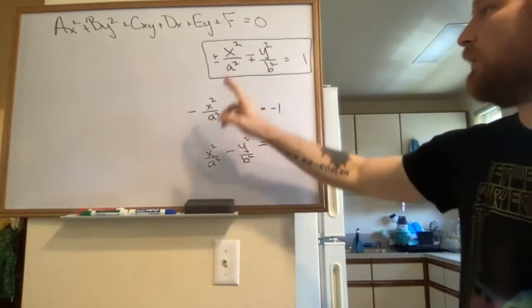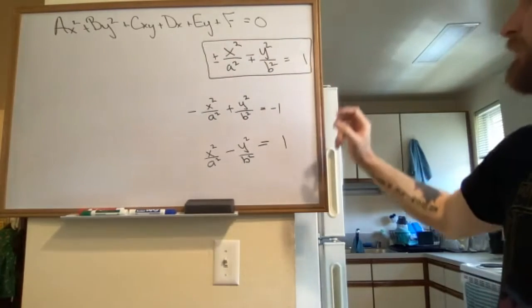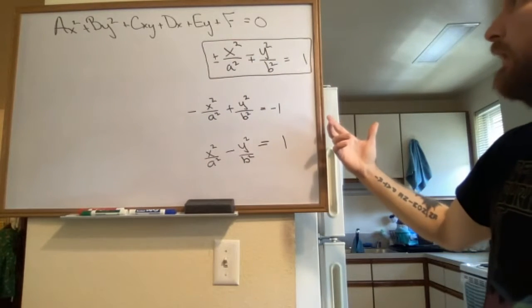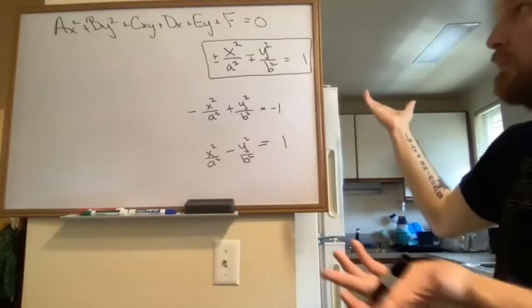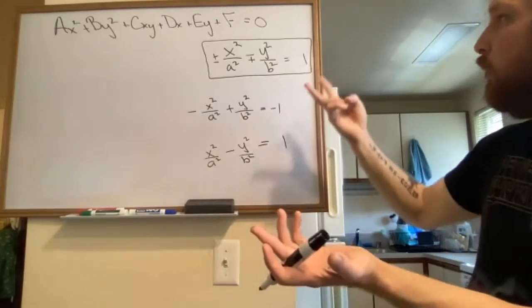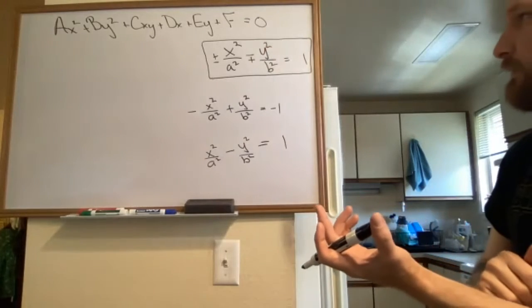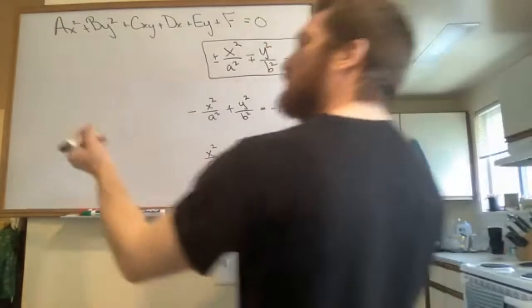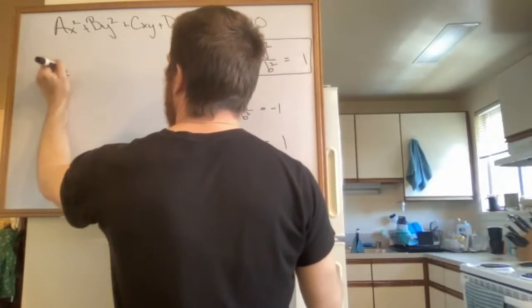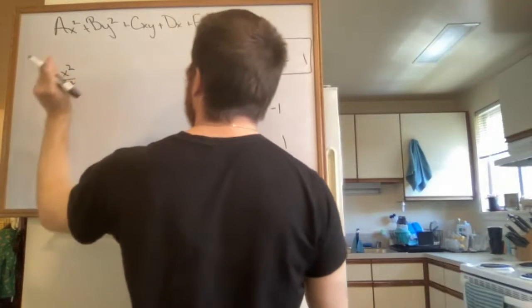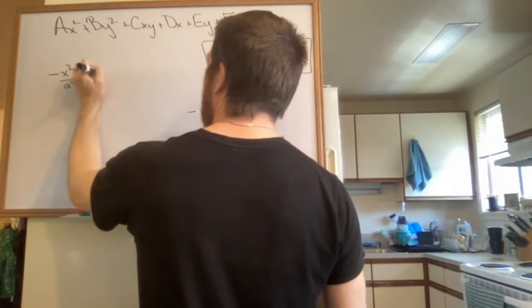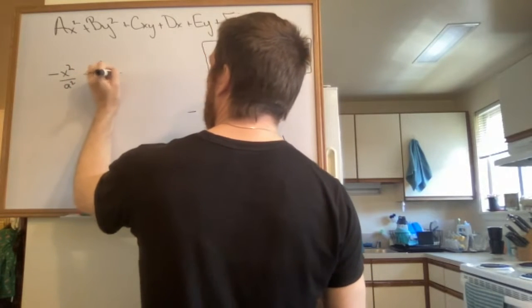And we know what happens when they're both positive and it's equal to +1. Then that's an ellipse. That's what we've been doing. What if they're both negative and they equal +1? Let's look at that. Let's just real quick get that out of the way. Minus x squared over a squared minus y squared over b squared equals +1.